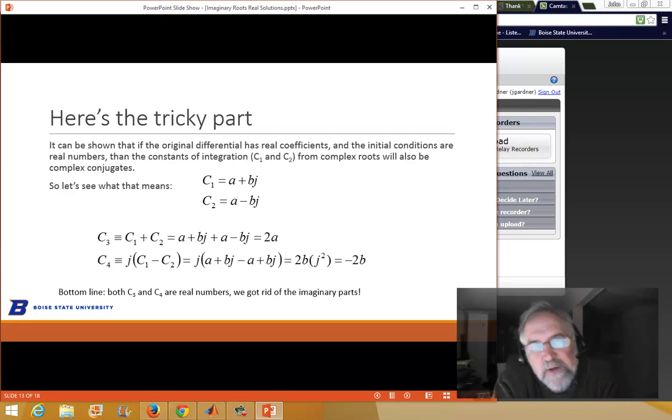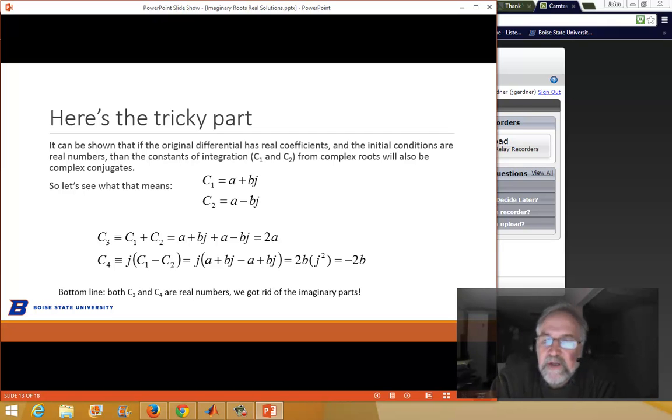And this is the tricky part. This is the part, if you look through the textbooks, where it gets a little foggy. Most authors get a little lazy and jump over it a little bit. But it's simply this: these coefficients c1 and c2 that originally show up in our solution are themselves complex numbers, and they will be a complex conjugate pair.